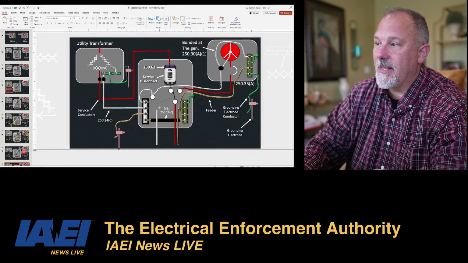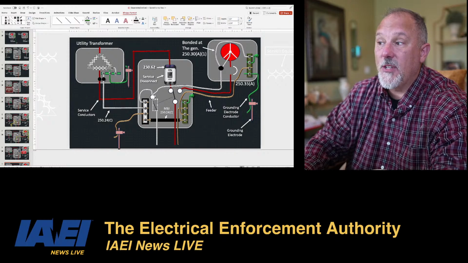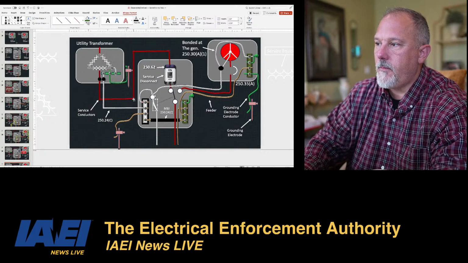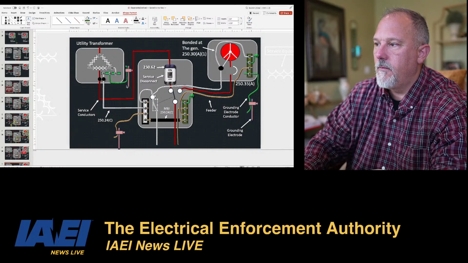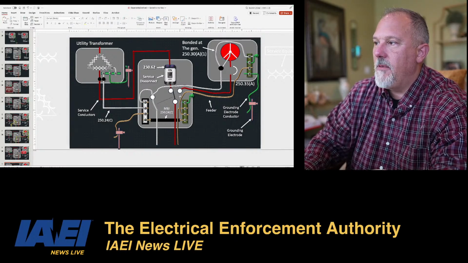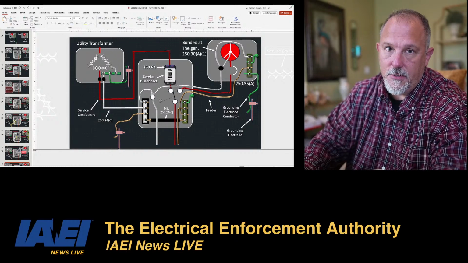Now what I'm doing is I am not switching the neutral. Okay? I am not switching the neutral. Make that thick and give it a bevel. Now I'm not switching the neutral, I'm only switching the phase conductors.